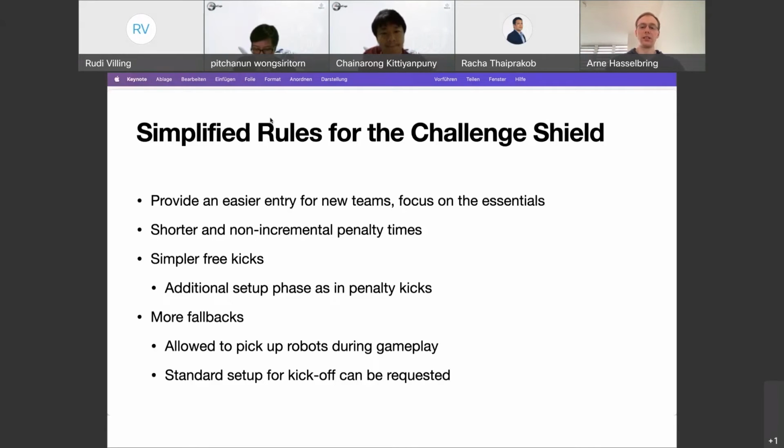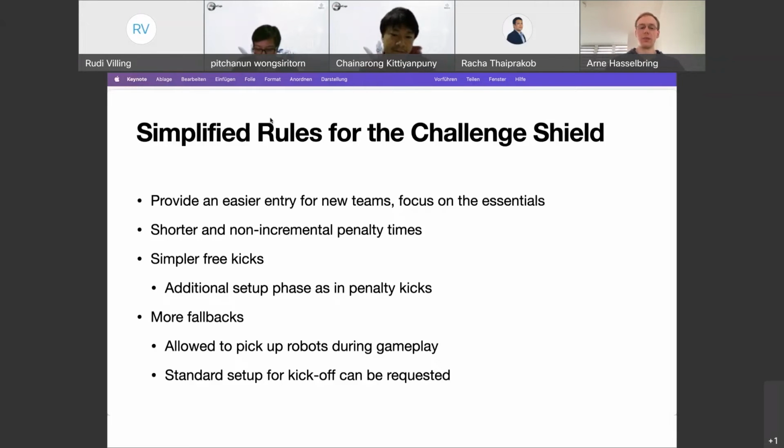Then the challenge shield has a simpler free kick procedure, because in the Champions Cup, a free kick immediately proceeds after it has been called. So robots tend to be confused where the ball is when it gets replaced and so on. And in the challenge shield, they have a setup phase now where the robots have time to position themselves for the adjusted situation.